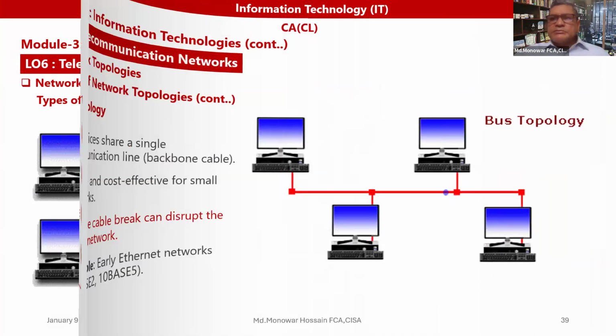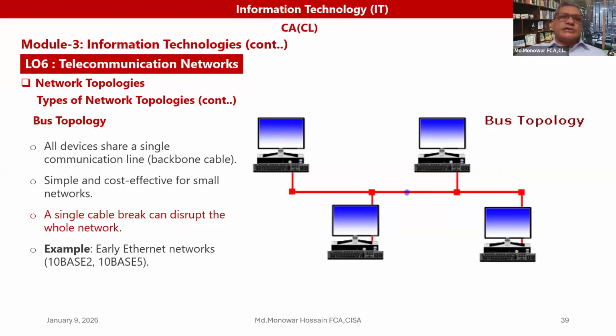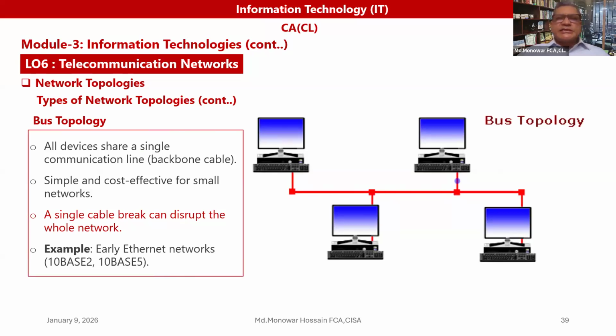So we are discussing the bus topology. Here, all devices share a single communication line. Look here, through the backbone cable, simple and cost-effective for a small network. But a single cable break can disrupt the whole network. If one cable breaks, then the whole network can collapse. So that's the bus topology.